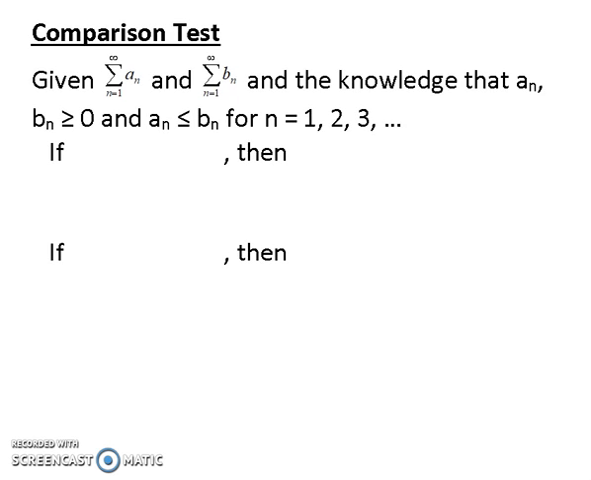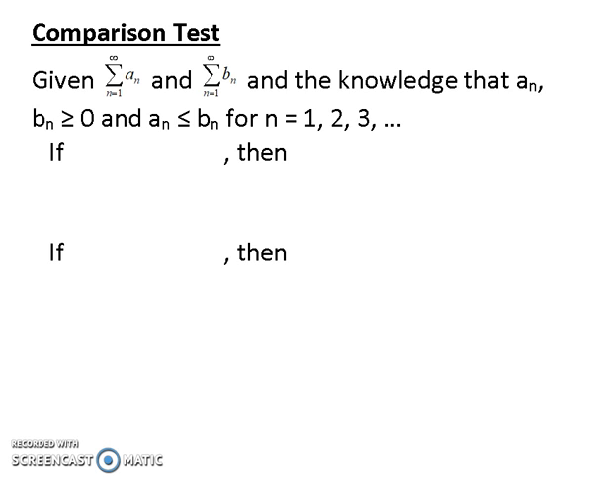The comparison test says that given the sum from n equals 1 to infinity of an a sub n series, and the sum from n equals 1 to infinity of a b sub n series, and the knowledge that a sub n and b sub n are both greater than or equal to 0. So this only works if their terms are all 0 or more. And a sub n is less than or equal to b sub n. So one of them has to have terms that are always smaller than the corresponding terms in the other series for n equals 1, 2, 3.